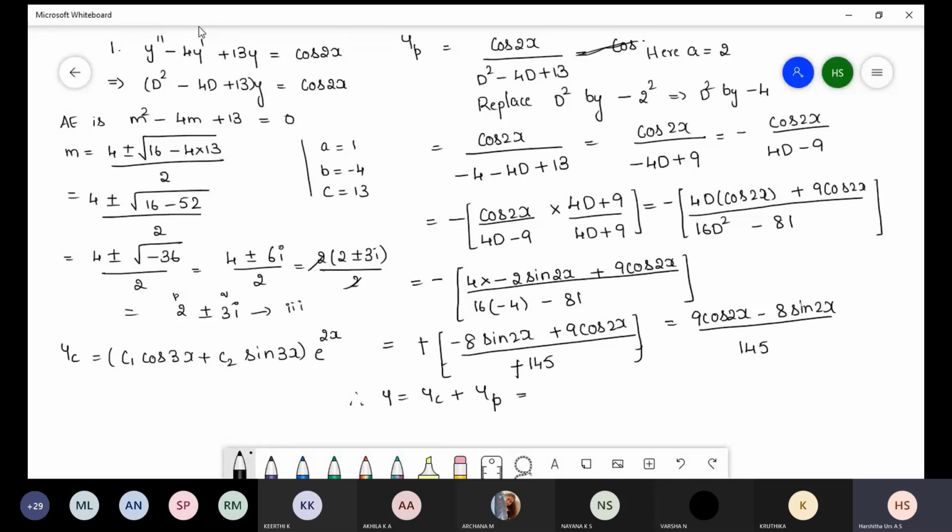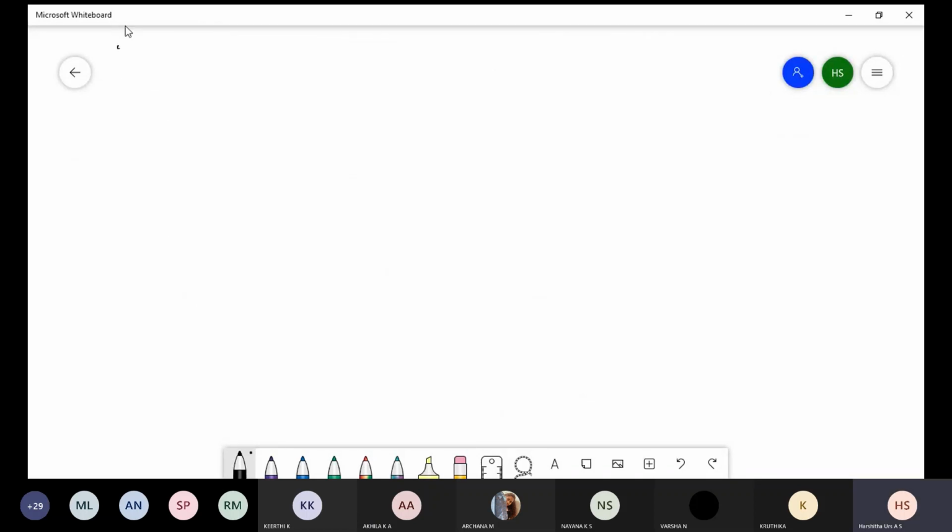Don't forget to write this last step. y = (C1 cos 3x + C2 sin 3x) e^(2x) + (9 cos 2x - 8 sin 2x)/145. This one is also in the form of y only: they have given y double dash plus 9y is equal to cos 2x into cos x.